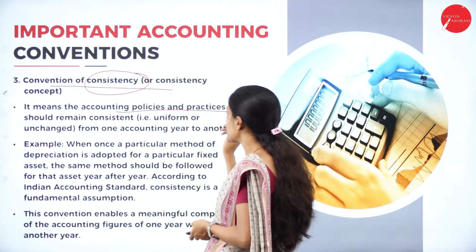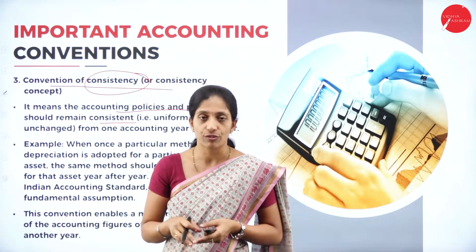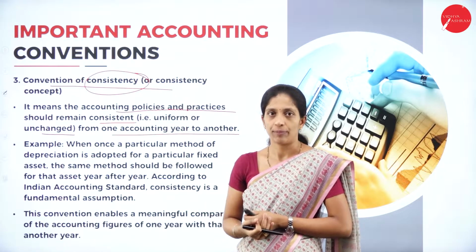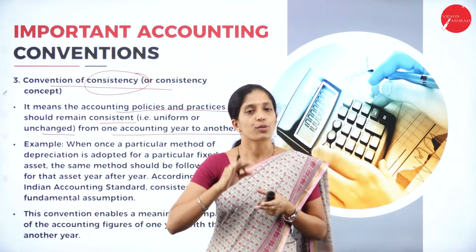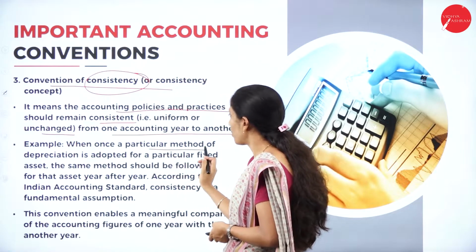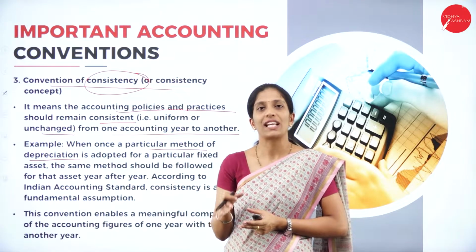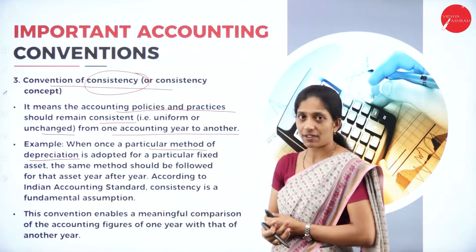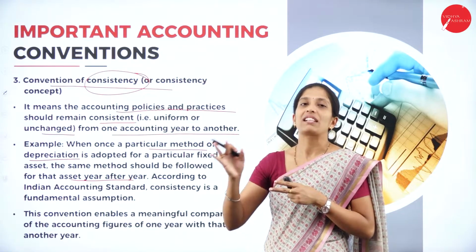So it means that accounting policies and practices should remain consistent. So whatever accounting policies or practices the organization is going to follow, they should be consistent in nature. That is, uniform or unchanged from one accounting year to another year. So from one accounting year to another, whatever principles and practices the organization follows, they have to be the same. So if we are not going to follow that, then the comparison will be difficult. So for example, once a particular method of depreciation is adopted, there are written down value method as well as straight line method to calculate the depreciation. So if I am following the written down value method, then I have to continue with the written down value method only. So when a depreciation method is adopted for a particular fixed asset, the same method should be followed for that asset year after year. So we have to follow the same method year after year.